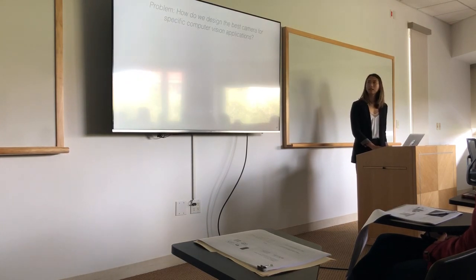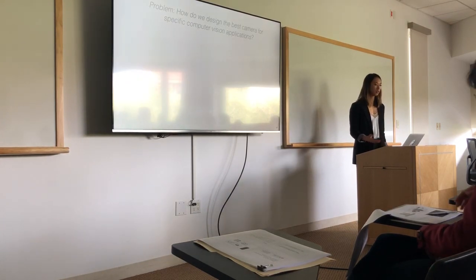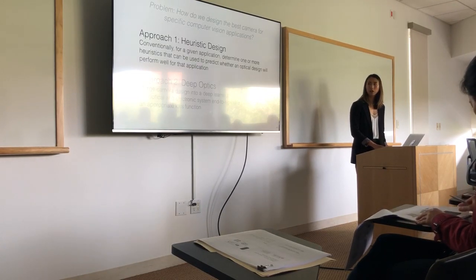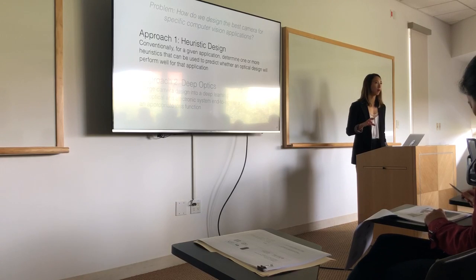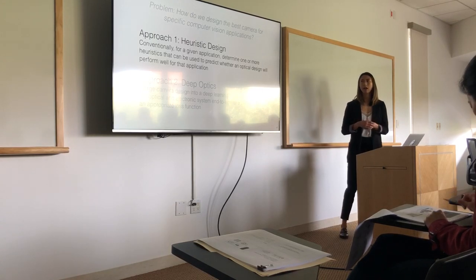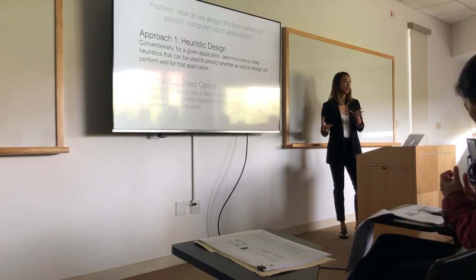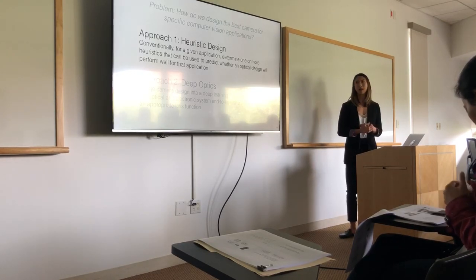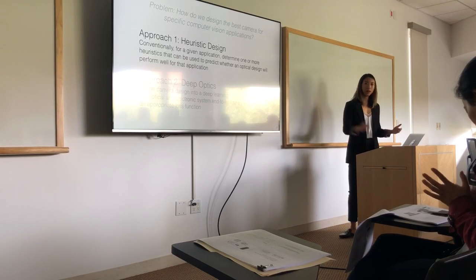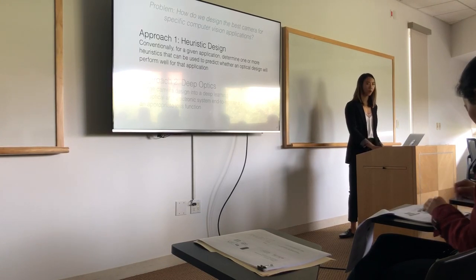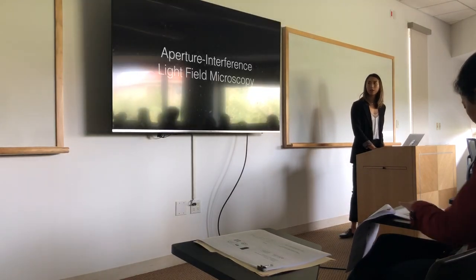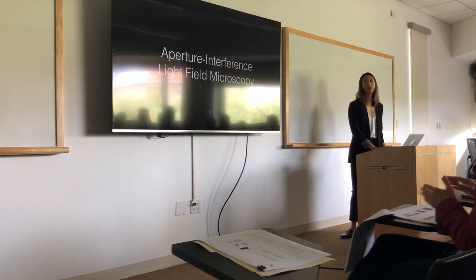All right, so coming back to this overarching question of how do we design cameras for specific applications, we're going to look at 2 main approaches. The first I'll talk about is what I'll refer to as heuristic design, where once we have an application, we come up with certain metrics that can predict how well an optical design is going to perform. And then we'll move on to deep optics, which I'll get more into later. So for heuristic design, the project that I'm going to talk about is Aperture Interference light field microscopy.